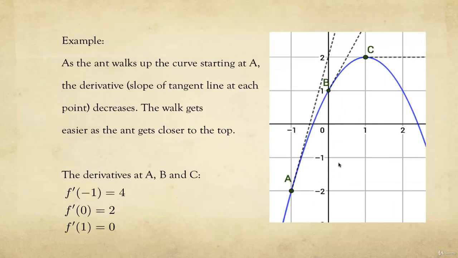So here's a quick recap. As the ant is moving up this hill, at every point on the curve, there's a tangent line, the line of sight. The slope of that line is the derivative. So for example, f prime of -1 is 4 because the slope of the tangent line is 4. At b, if I look at this line, the slope is rise 2 over 1. So f prime at 0 is 2. And finally, when you add point c, which is when x is 1, the slope here is 0. Therefore, f prime of 1 is 0. That's it. That's calculus 1.